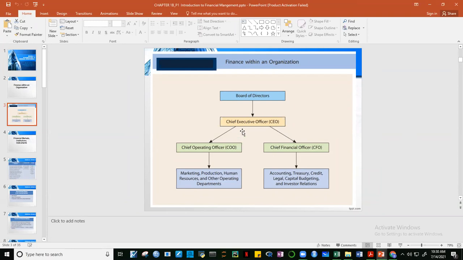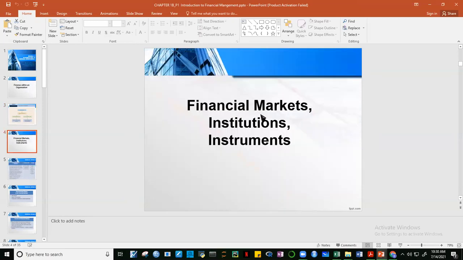Okay? Pero yung iba naman, ganito yung setup nila. You have the COO, and under the COO are marketing, production, operations, etc. Okay? So this is just one example. Big companies would tend to have yung sarili nilang CMO, Chief Marketing Officer, etc. But in a regular, quote-unquote, companies, pwedeng ito, COO, CFO, tapos sa CFO, under that is accounting, treasury, credit, okay, capital budgeting, etc. Okay, so this is just an example of an organizational chart. Okay, then let's go into the markets, the institutions, and the instruments.